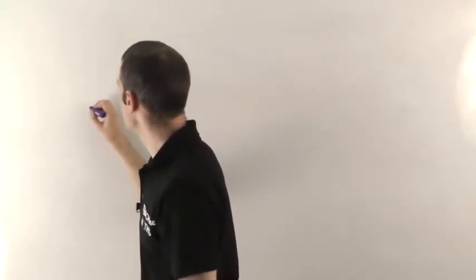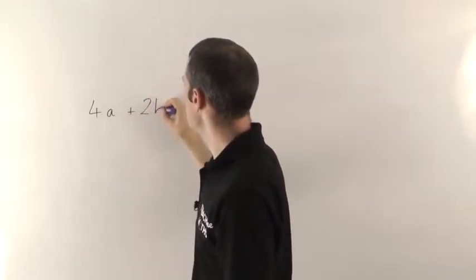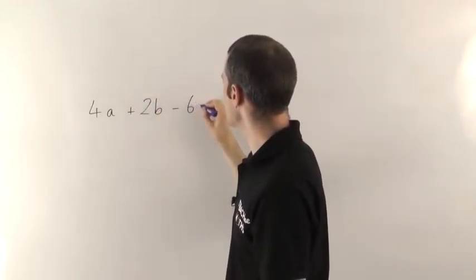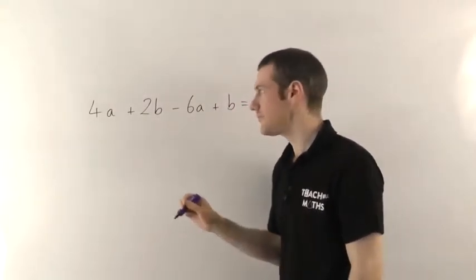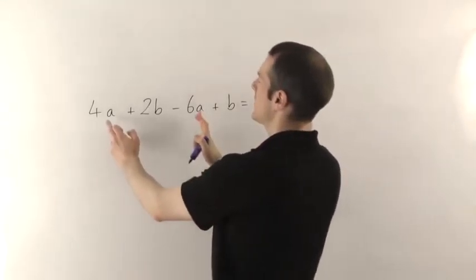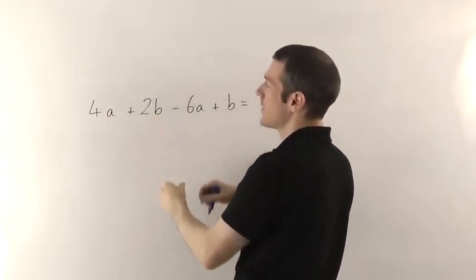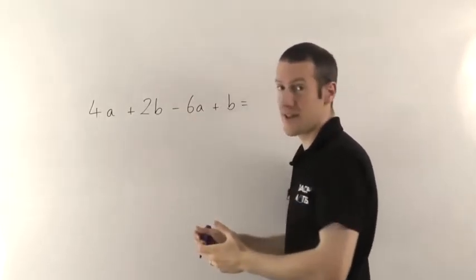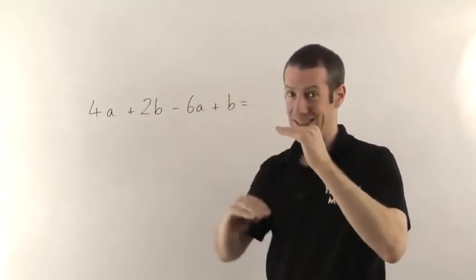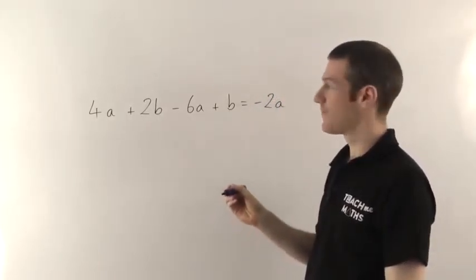And let me give you an example here to help. So if we had 4 lots of A plus 2 lots of B minus 6 lots of A plus 1 lot of B. Now, you're combining the A's together, and then we're going to combine the B's together. So 4 lots of A minus 6 lots of A all together. If you start off at 4 and go down by 6, that's going to take you to minus 2. So you've got minus 2 lots of A.